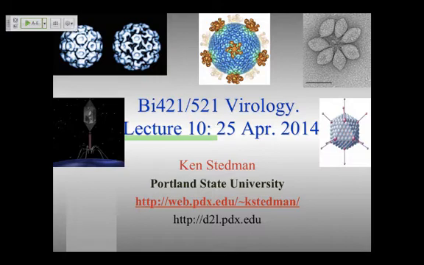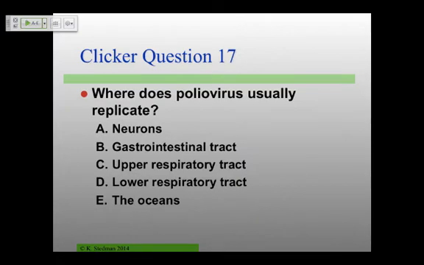So I didn't have clicker questions last time, but today we do. So yay, exactly. So where does poliovirus usually replicate? Neurons, gastrointestinal tract, upper respiratory tract, lower respiratory tract, or the oceans?